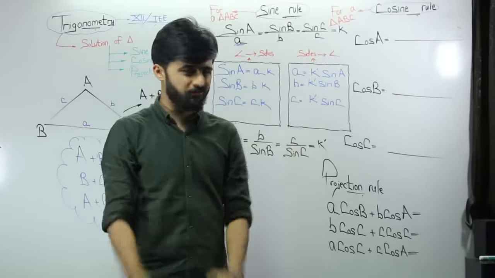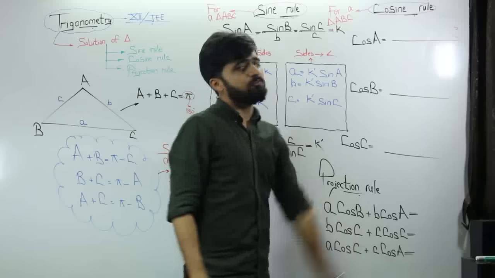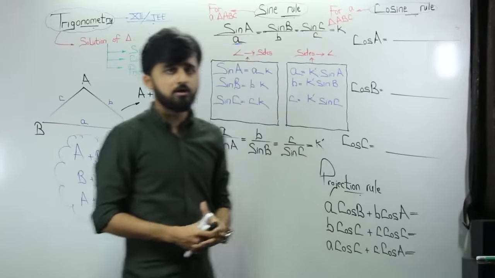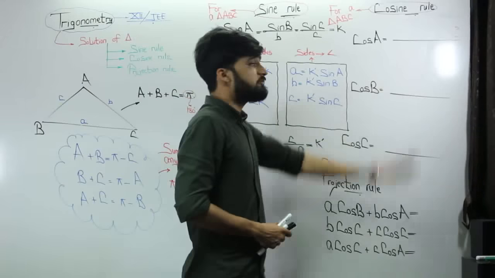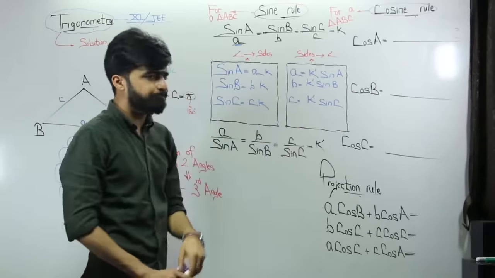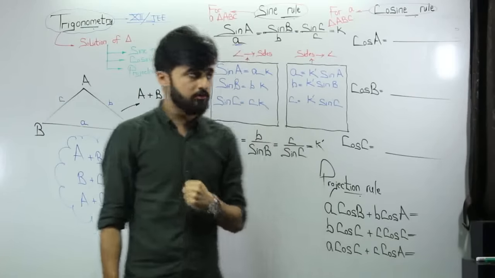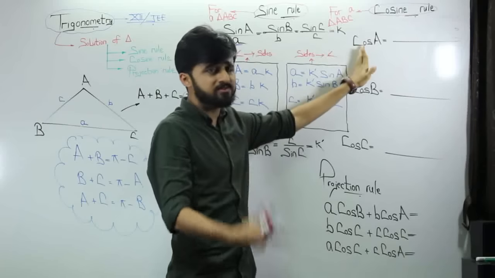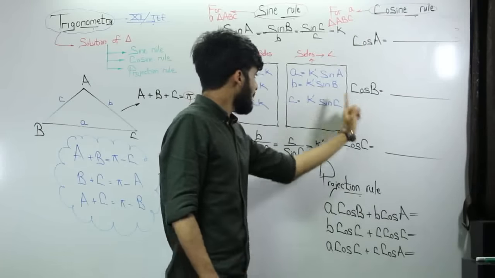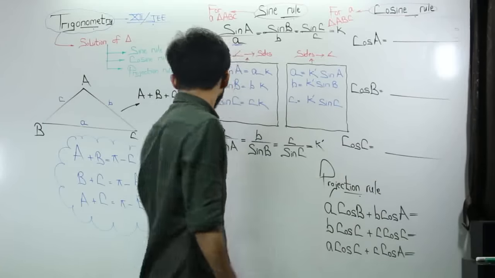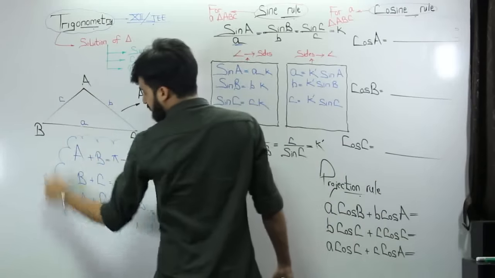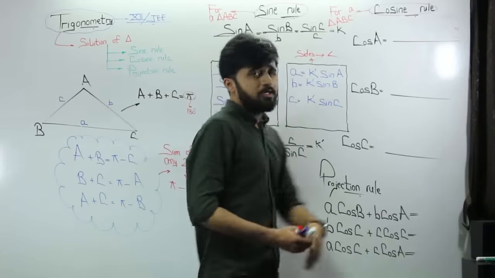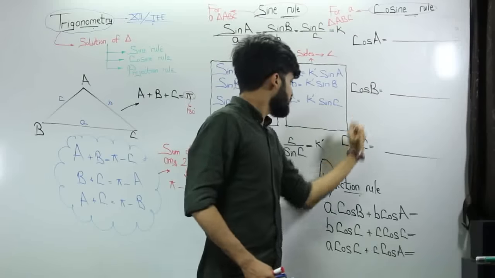Now let us move to the cosine rule. The cosine rule is also applicable for a triangle ABC. All the rules in this video are applicable for a triangle only. Now let us discuss what the cosine rule is. The cosine rule will give me the cos of A, or cos of B, or cos of C.